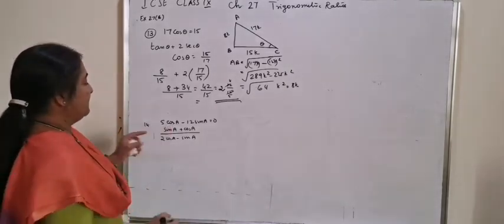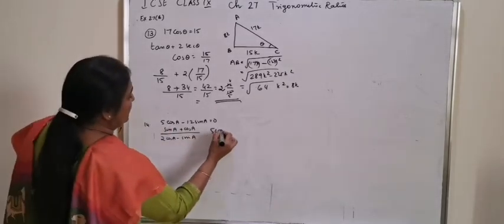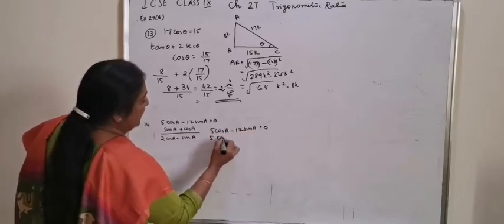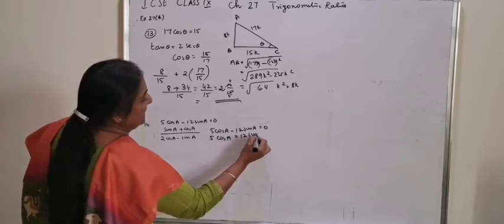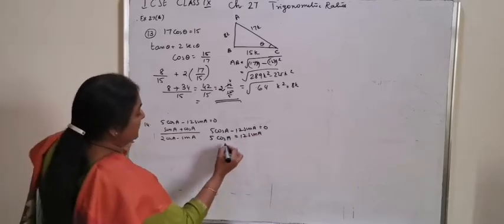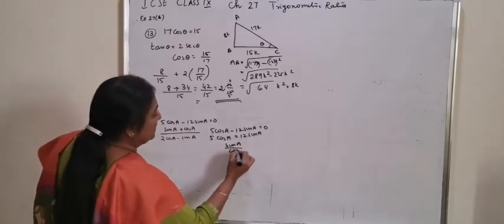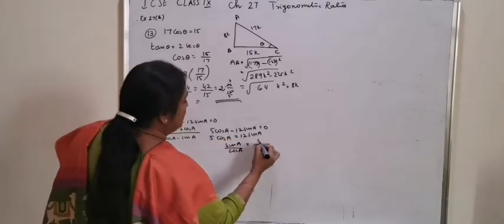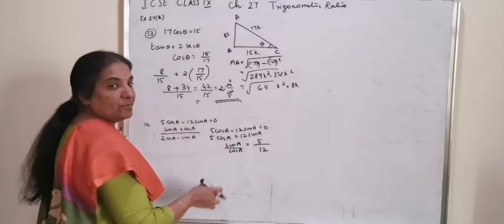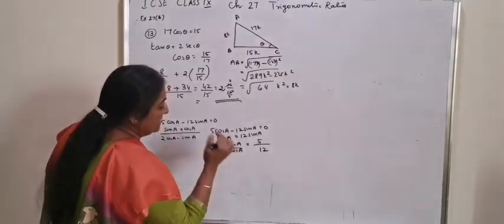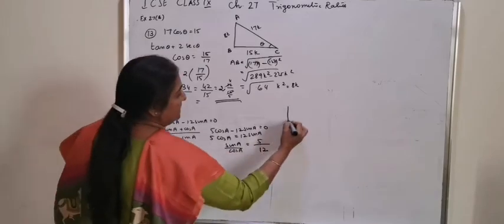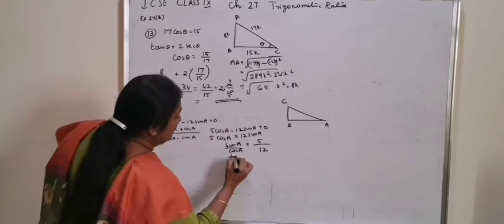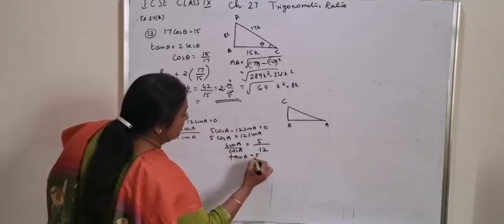A similar question here: 5 cos A minus 12 sin A is equal to 0, which means 5 cos A equals 12 sin A. As we did the previous time, take it as sin A by cos A only. You have to arrange it like that so that the equation is not affected. 12 sin A is equal to 5 cos A. Let's make the triangle. Tan A is equal to 5 by 12.